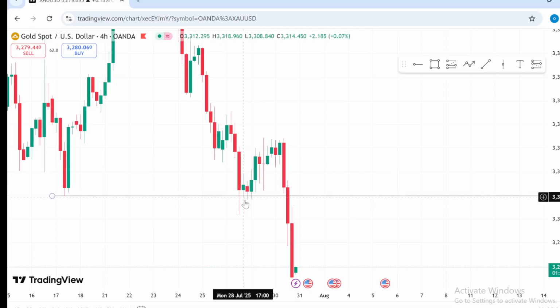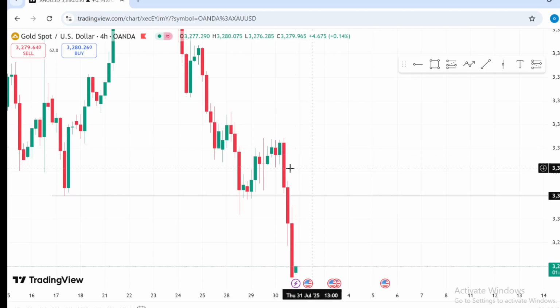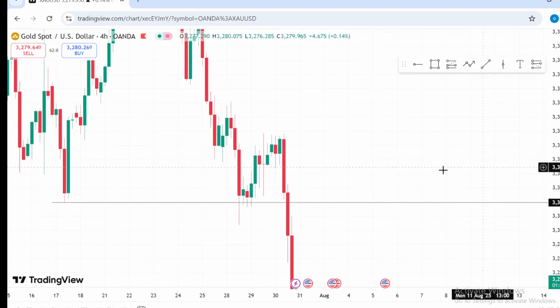But price failed to create a 4-hour fair value gap, because if indeed price has the intention of going higher, price should have created a 4-hour fair value gap just to retrace in it and still push higher. But price failed to create a 4-hour fair value gap, so that was the first intention that price may turn bearish later.